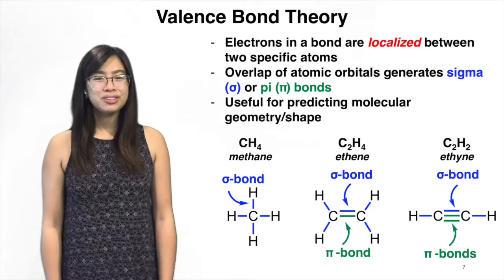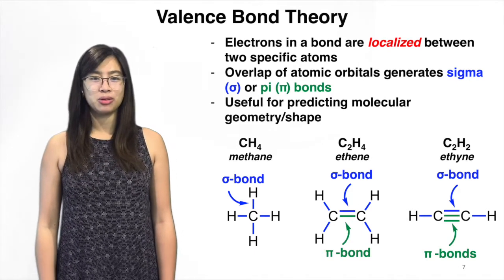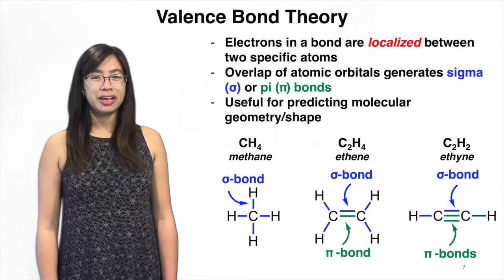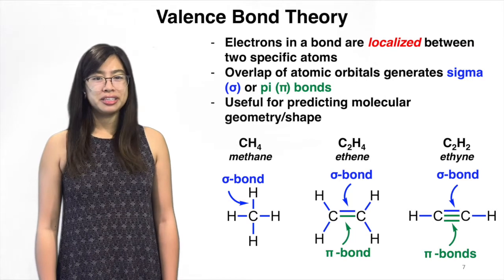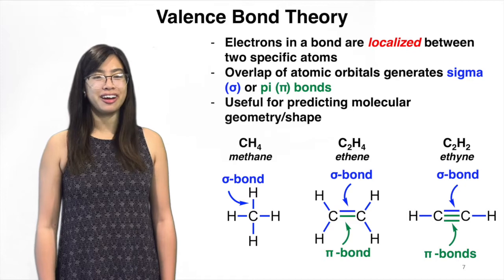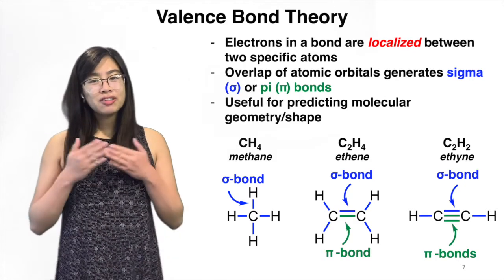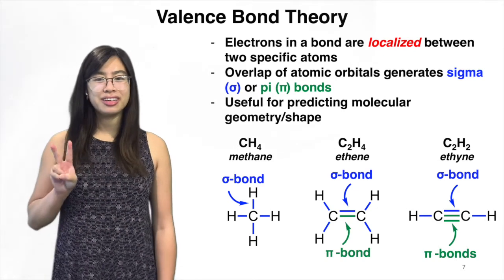So there are 2 commonly used theories for describing the nature of atomic orbital overlap, and they are the valence bond theory and the molecular orbital theory, or MO theory. The valence bond theory is a bit more simple in terms of its treatment of bonds, so we can start there. According to the valence bond theory, a bond is the sharing of electron density in which electrons are localized between 2 specific atoms.